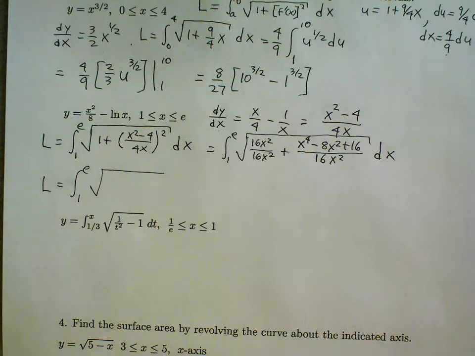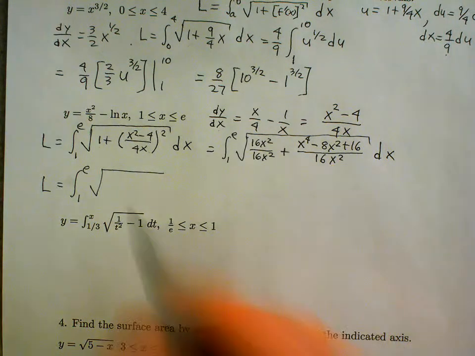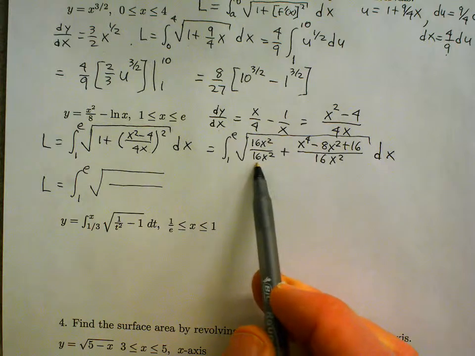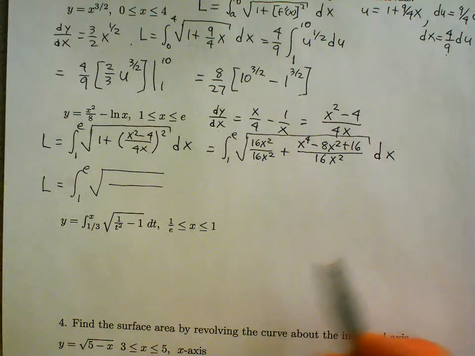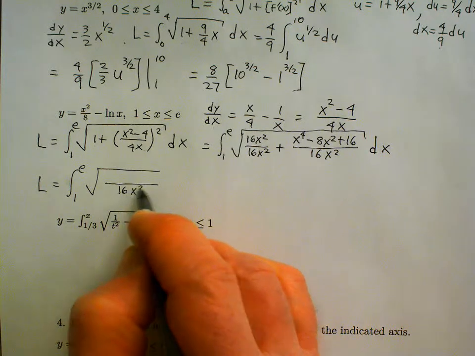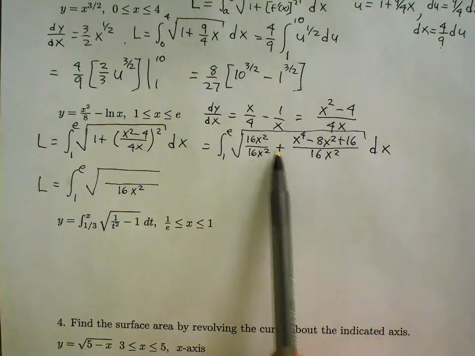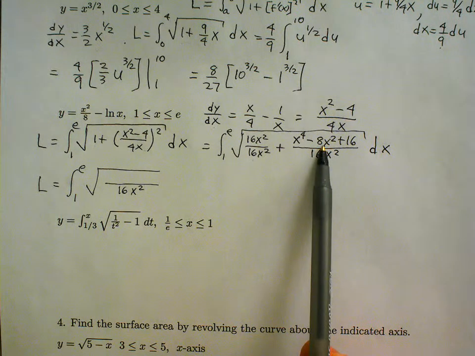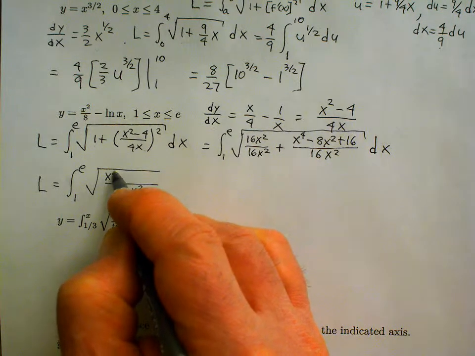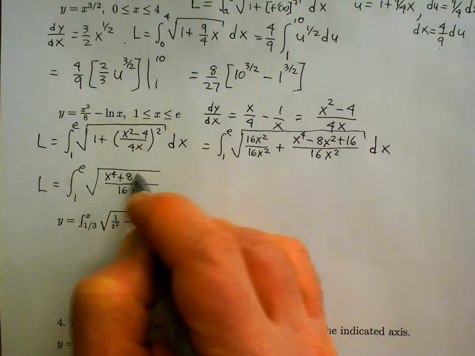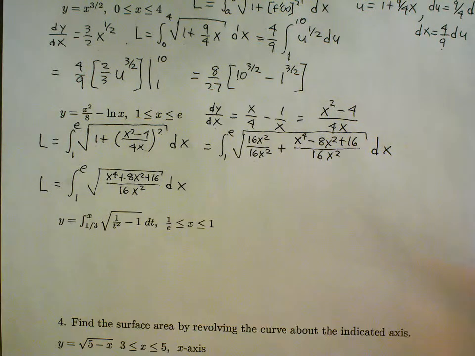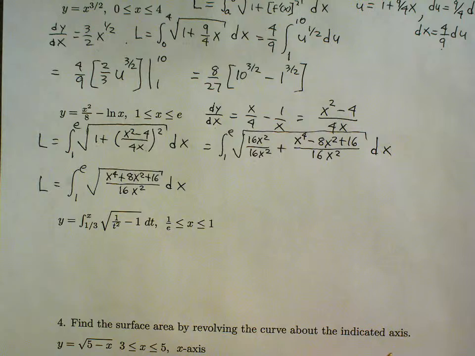Okay, so inside the square root, the common denominator is 16x to the second. And the numerator, when we combine like terms, we'll get x to the fourth plus 8x to the second plus 16. Okay, now what?